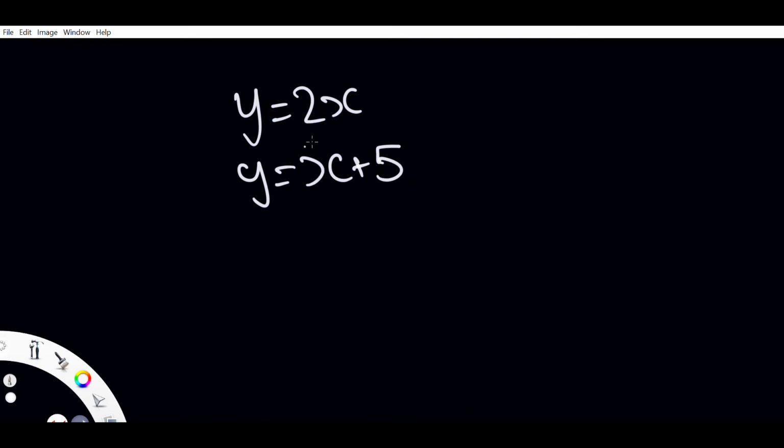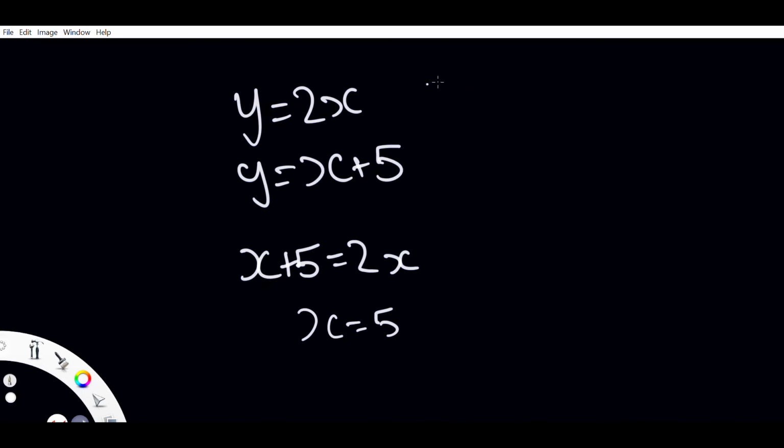So let's solve this problem. We have y is equal to 2x and y is equal to x plus 5. So right off the bat we can see that this y is assigned to 2x as well as this y is assigned to x plus 5. And since y is equal to y, we can say that x plus 5 is equal to 2x. So now that we have that, we can do a subtraction to get x is 5.